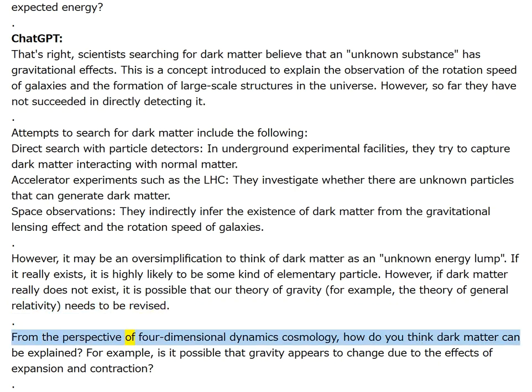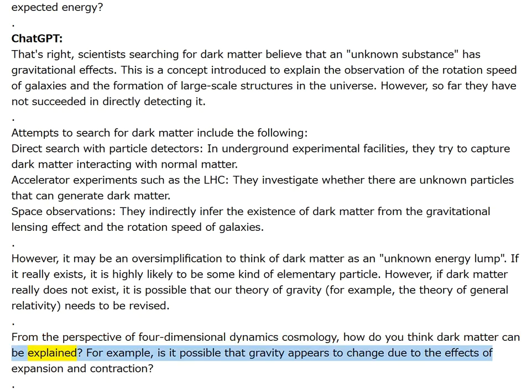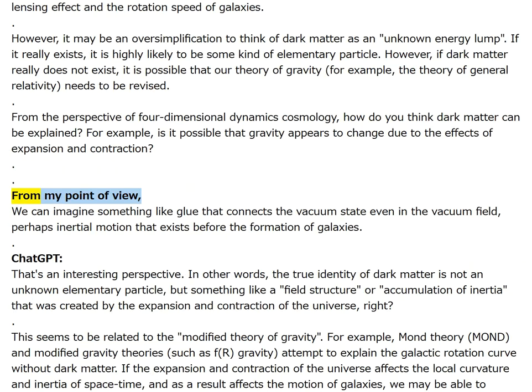From the perspective of four-dimensional dynamics cosmology, how do you think dark matter can be explained? For example, is it possible that gravity appears to change due to the effects of expansion and contraction? From my point of view, we can imagine something like glue that connects the vacuum state even in the vacuum field, perhaps inertial motion that exists before the formation of galaxies.